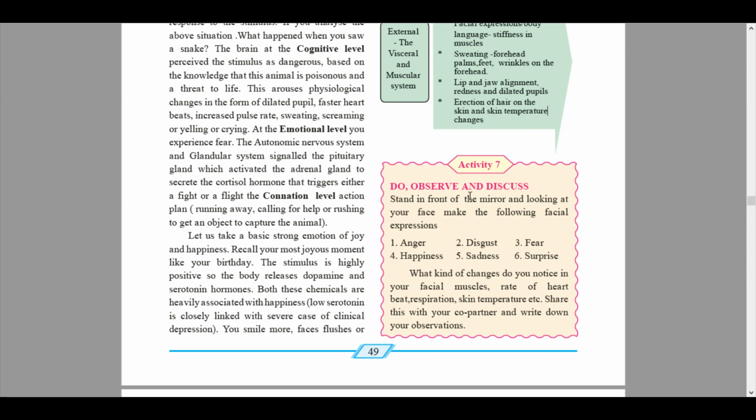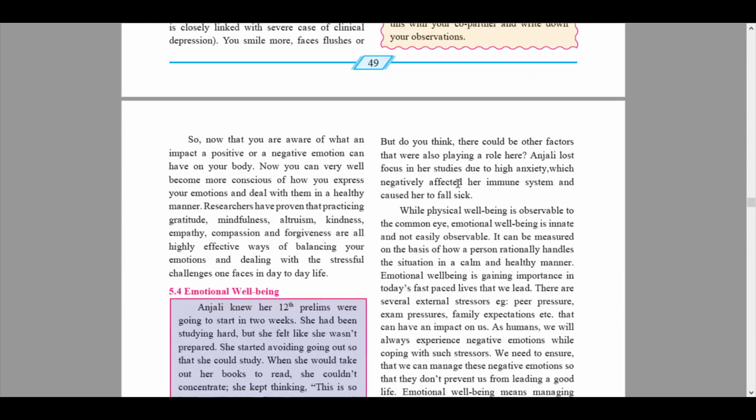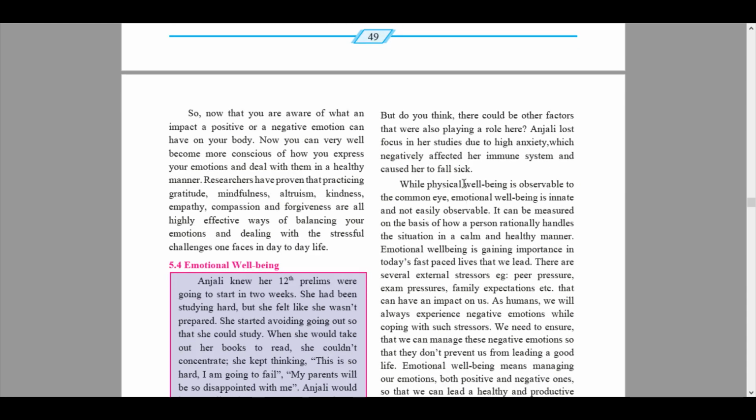So I do not need to say this again, but just go through this, and this is very easy. It's not much effort, just a survey on yourself. Now we have the next content part we'll be reading out.